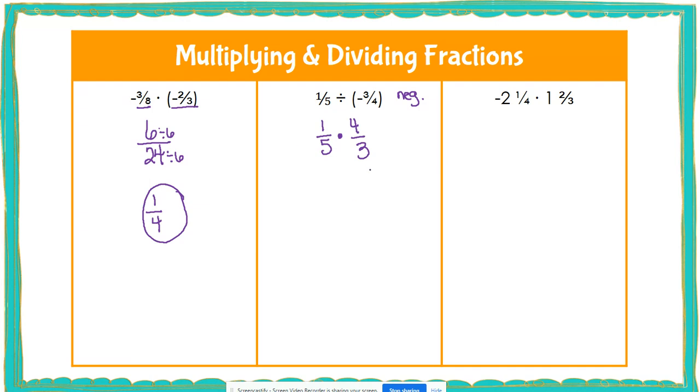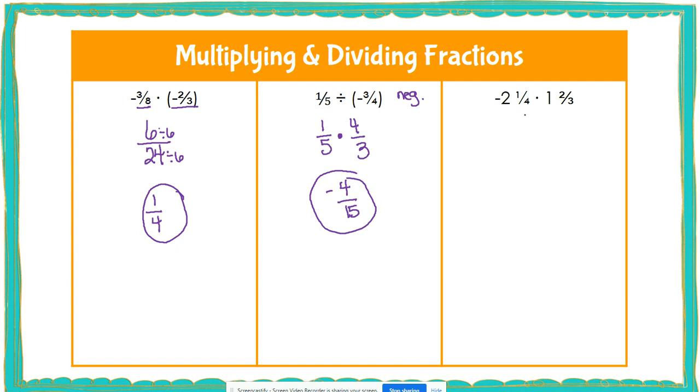So now that I've changed it to a multiplication problem, I'm just going to multiply numerator by numerator and denominator by denominator. 1 times 4 is 4, and 5 times 3 is 15. I know that 4 and 15 do not have any factors in common other than 1, so this fraction cannot be simplified. So 4/15 is my simplified fraction, but I need to remember that I said that my answer should be negative. So my answer is negative 4/15.